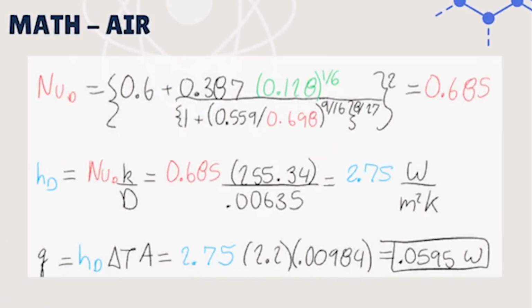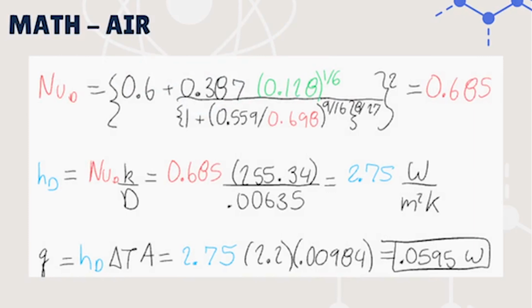Here, you can see we used data from the previous slide, including the Rayleigh number and the Prandtl number in green and red respectively, to calculate the Nusselt number for the system where the rod is in the air. We then use this Nusselt number to calculate our hD value, which we can then use to calculate Q, which is the total heat transfer over the actual rod itself.